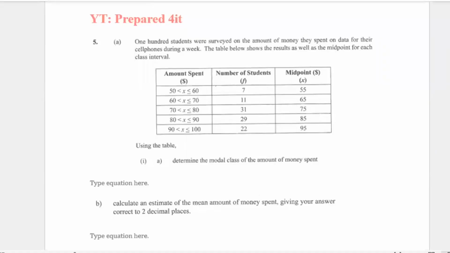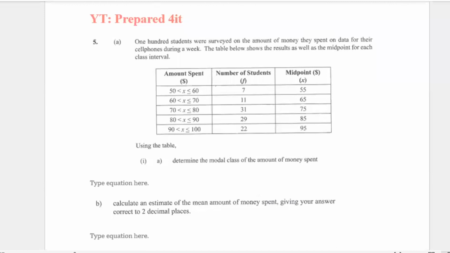So June 2021, question 5. 100 students were surveyed on the amount of money they spent on data for their cell phones during a week. The table below shows the result, as well as the midpoint for each class interval, and part 1A says, determine the modal class of the amount of money spent. What is our modal class?